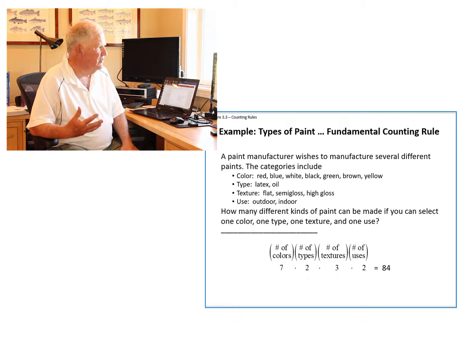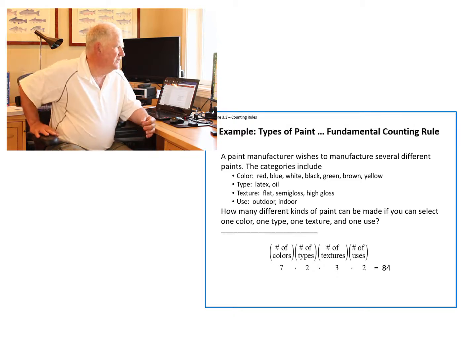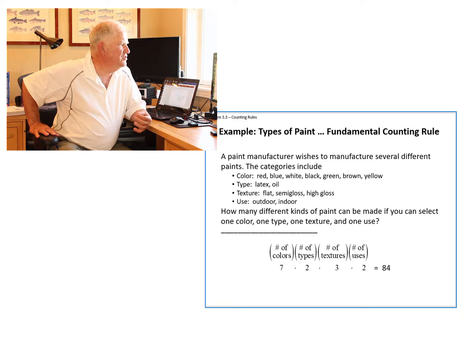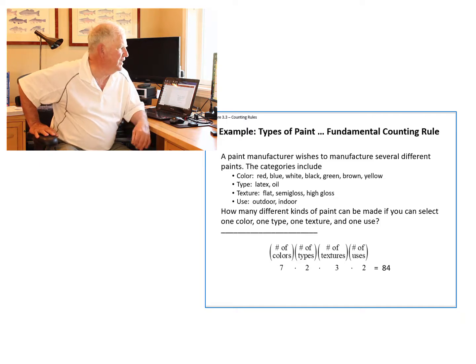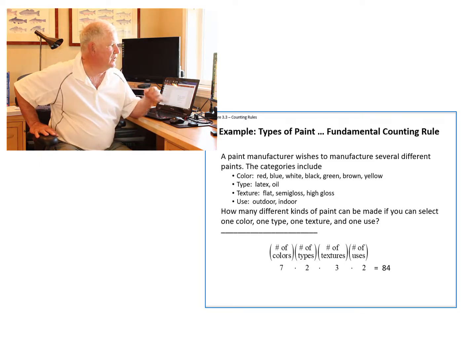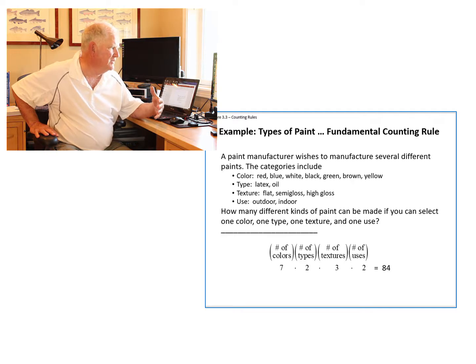So back to the counting rule, here's an example. It says a paint manufacturer wishes to manufacture several different paints. They include a color, and there's 1, 2, 3, 4, 5, 6, 7 colors. A type, latex or oil, 2 types. A texture, flat, semi-gloss, high gloss, 3 textures. A use, indoor, outdoor paint. So how many different paints are there?